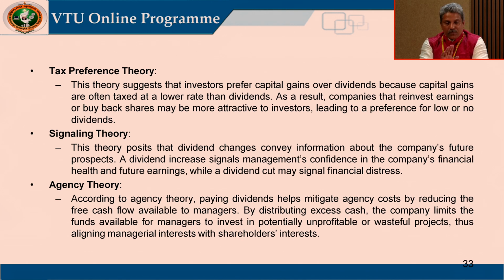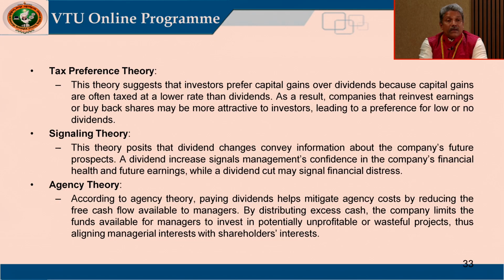So, people give preference to tax rate, so tax burden. As per this theory, since tax on dividend is more than tax on capital gain, people prefer capital gain over dividend. That is what tax preference theory says.